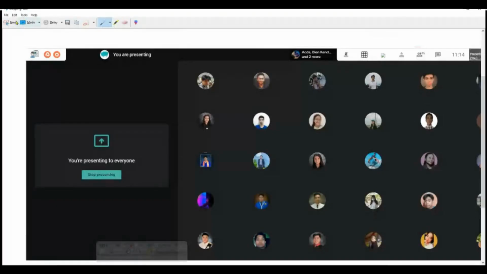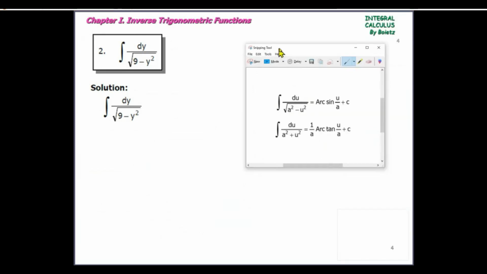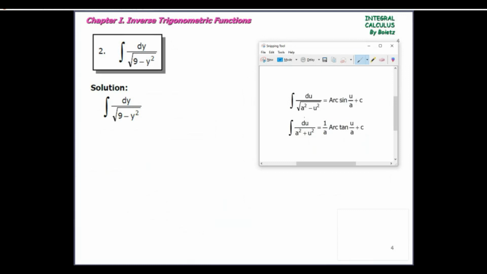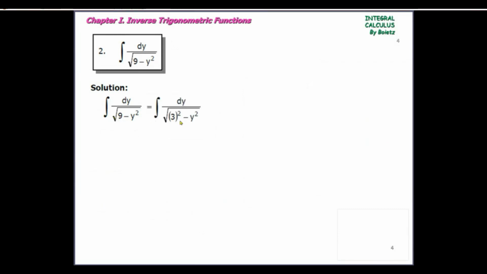I will copy this first. Here, we have the formula, the integral of du over the square root of the quantity a squared minus u squared. So I think it falls under this. Again, convert it to this form. Take the square root of 9, this becomes 3 squared. So therefore here, your a is equal to 3, then u is equal to y. Then obviously du is equal to dy.